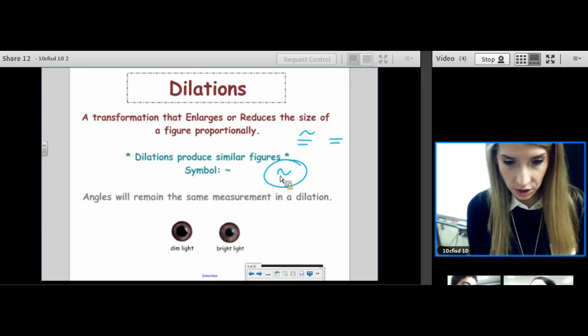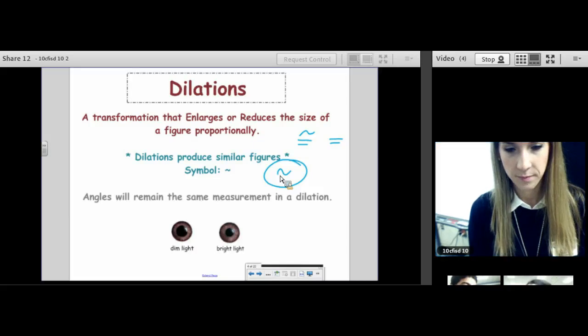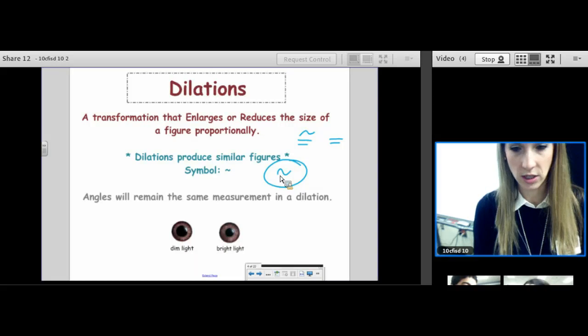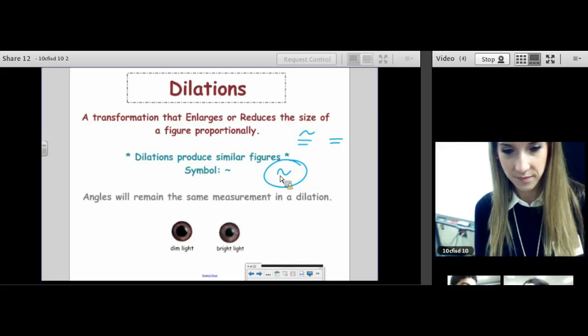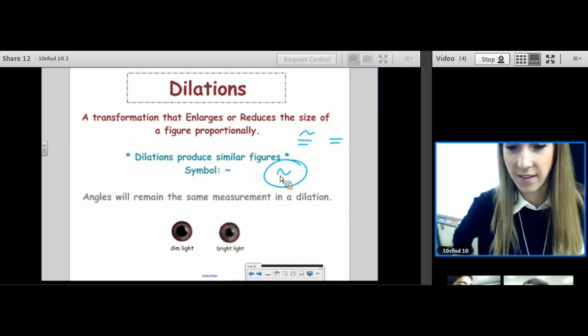I did teach transformations, but I didn't teach dilations yet. We did rotations and reflections and translations, but didn't go over dilations. All right, have you ever had your eyes dilated? Like officially dilated at the eye doctor? Yeah, it's not fun. It's kind of weird.